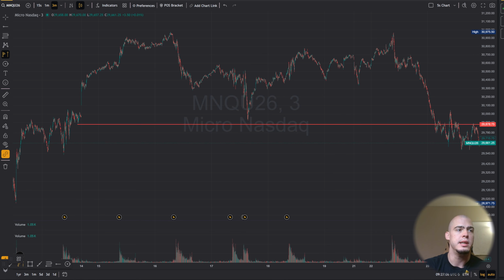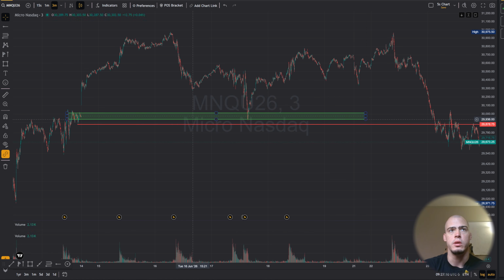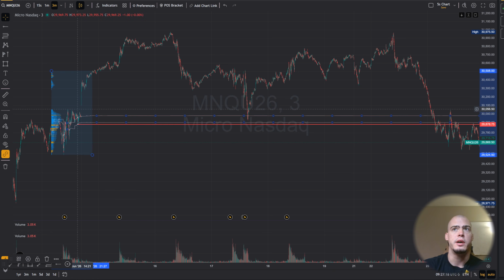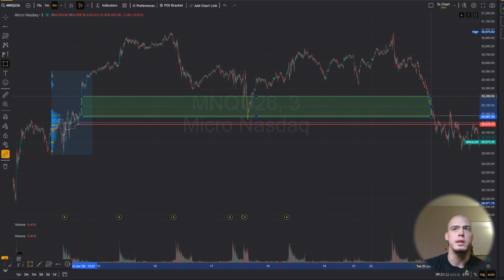And also notice that this is a viable setup. Second entry short, there's a trend reversal there. It's major support. Major support breaks. So now this is inverted. And then we look for the low volume node, which you can see very clearly. The start of the break is right here to here.